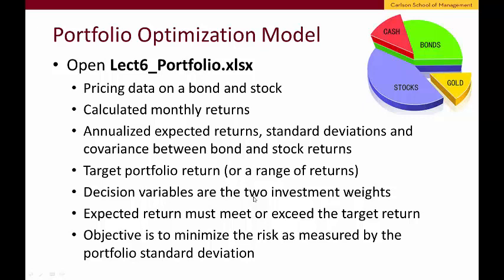The decision variables are those two investment weights, the percentages invested in the bond and the stock. Expected return must meet or exceed the target return, and the objective is to do that at the lowest risk possible. Now, some of the parameters in the data that this depends on are given in the elect6 underscore portfolio file, starting with the pricing data and already calculated monthly returns.